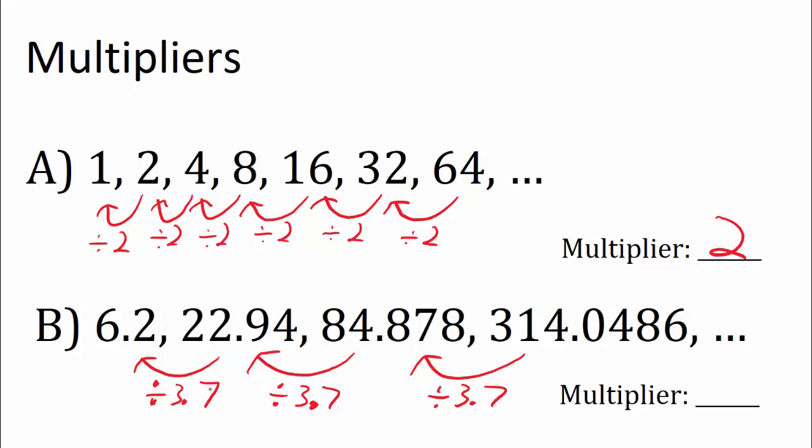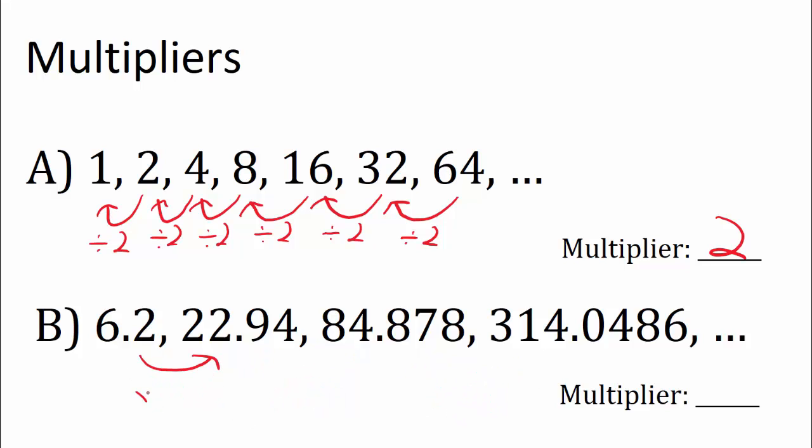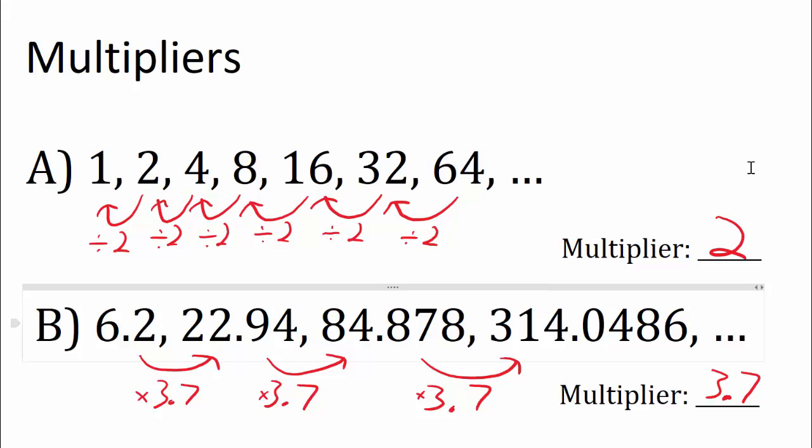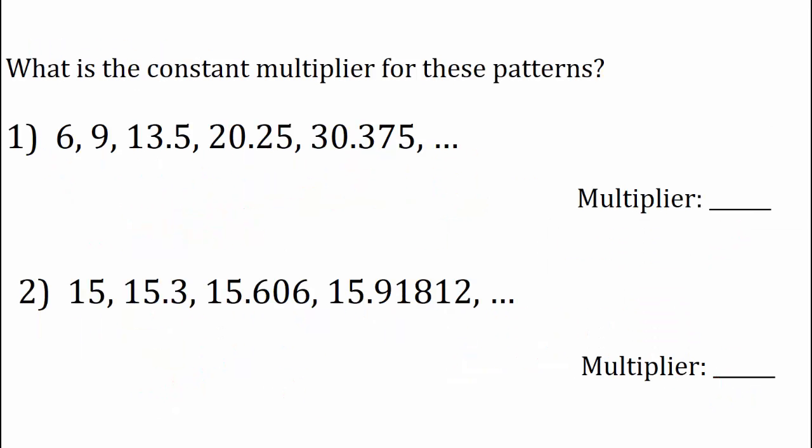Working backwards, we see that we are dividing by 3.7. That means to get the next number, we multiply by 3.7. So the multiplier is 3.7. So to figure out the multiplier, just divide the numbers in the list backwards. What is the constant multiplier for these patterns?